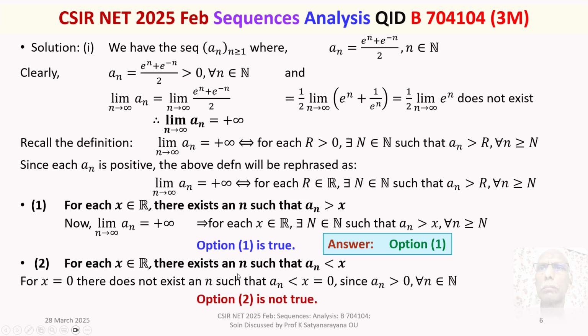We need not wait to discuss option 2 this long. The moment we have seen that a_n is positive for all n belonging to N, there itself we can call option 2 and say this is not true. Anyway, let's move to the next slide for the second case, where we talk about the sequence b_n, n greater than or equal to 1.